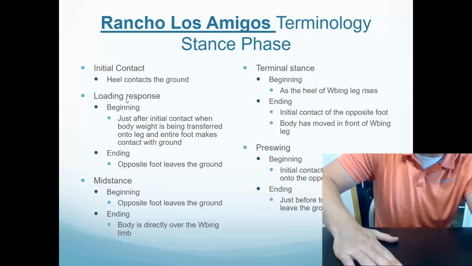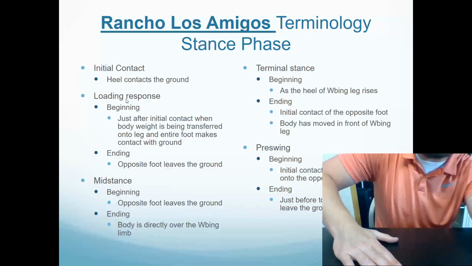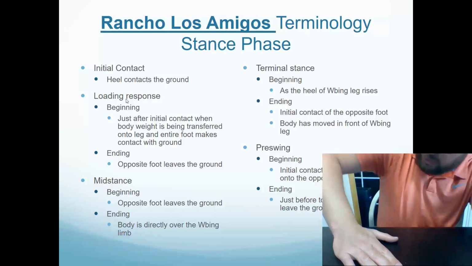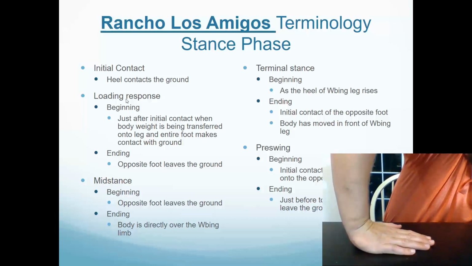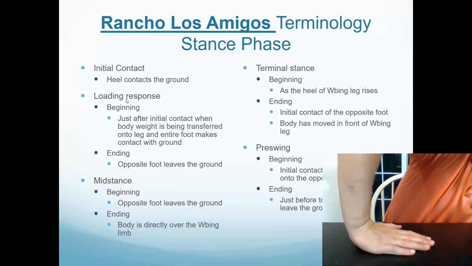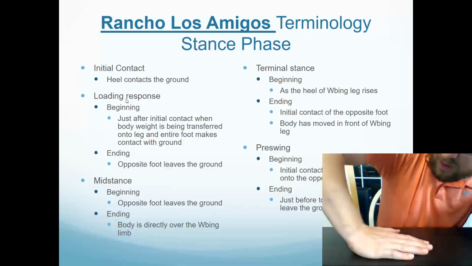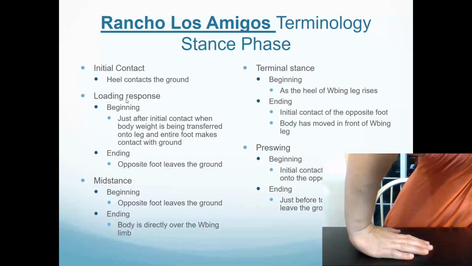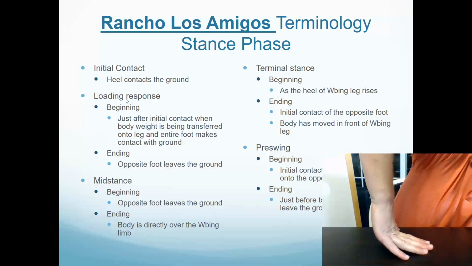Mid stance begins when the opposite foot leaves the ground, and it ends when the body is directly over the weight-bearing limb. So that's going to be the end of mid stance, about there. Then terminal stance goes from there until it ends with initial contact of the opposite leg, where the body has moved in front of the weight-bearing leg. So my body is up here, and it's now going to move in front of that leg. And then pre-swing is as the foot starts to raise up.